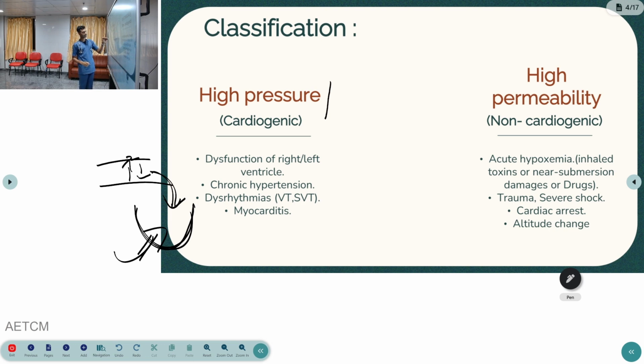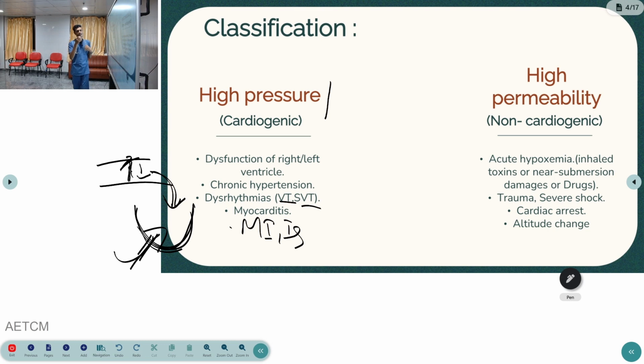In cardiogenic, what are the things that come under it? Dysfunction of right or left ventricle, chronic hypertension, dysrhythmias or arrhythmias, ventricular tachycardia, supraventricular tachycardia, myocarditis. Still you can add myocardial infarction, myocardial ischemia. Those are the conditions that will increase the pressure inside the pulmonary capillaries. Finally, it leads to pulmonary edema. In high permeability, the thin layer gets breached, so the fluid will reach the alveoli or pulmonary parenchyma. Those are the category of non-cardiogenic.